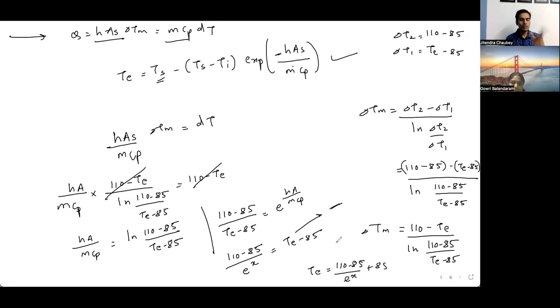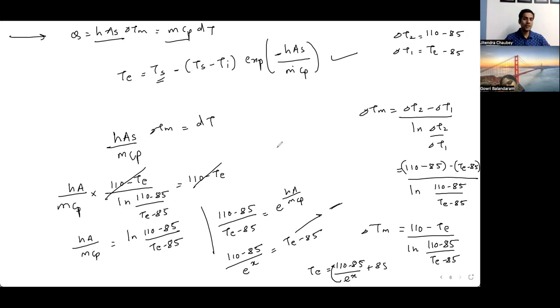Or maybe another way I would say. It is TS minus TI. TS is 85 and TI is 100. Or it is 110 minus 85. But there's no negative sign. One more thing: if it is taken in the numerator, it will get negative. So this is the same formula which we have mathematically simplified.